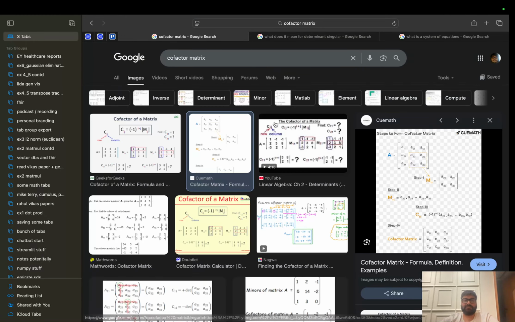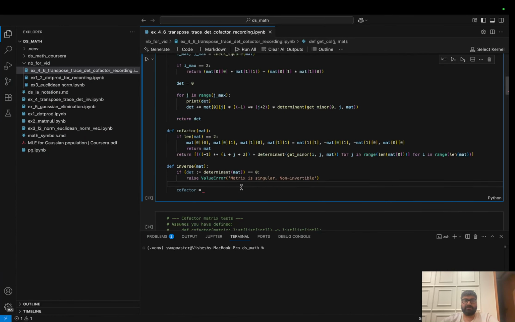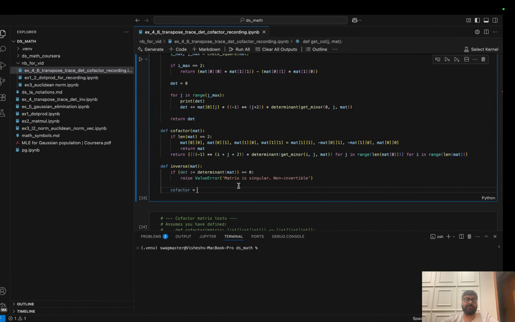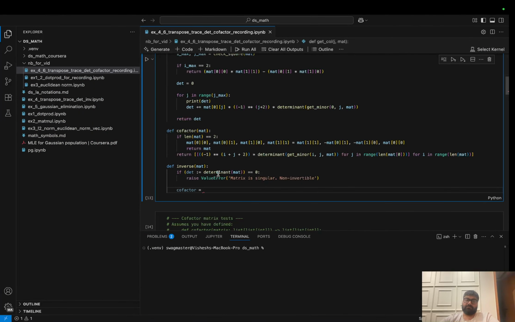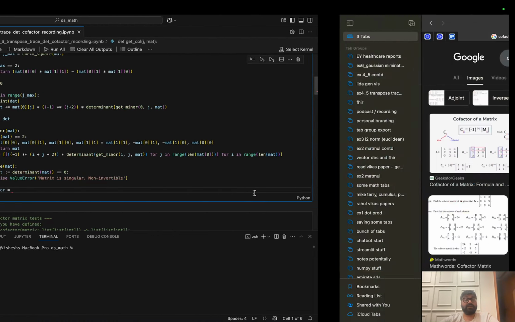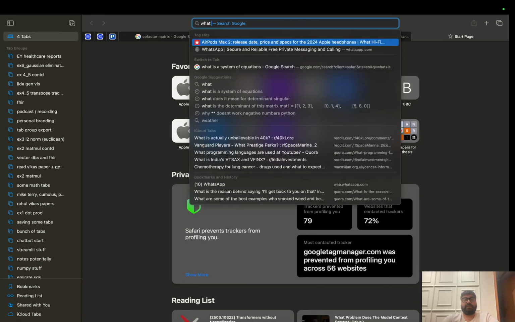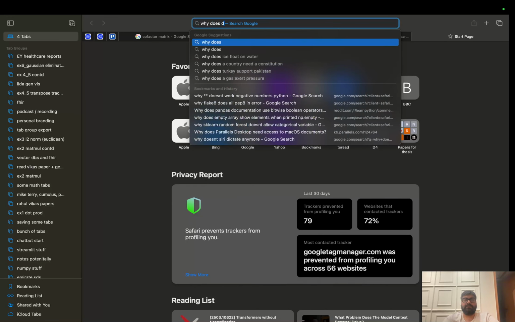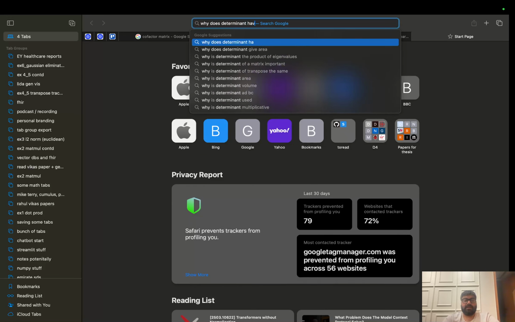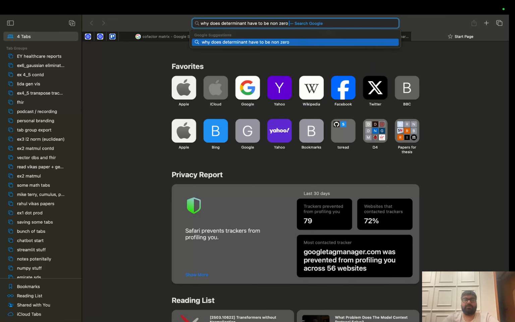So I just got a little lost in the cofactor of a matrix, right? We're trying to find the inverse of a matrix, and that was me explaining why the determinant has to be non-zero. Well, actually, I don't think we actually Googled that. We could Google that too. Why does the determinant have to be non-zero for a matrix to have a unique solution?